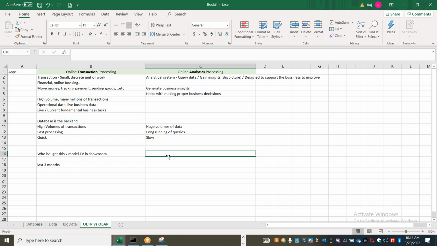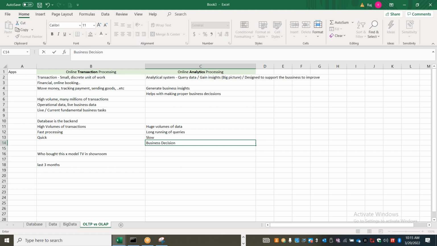The OLAP processing is like we have to bring all the big data into one particular common umbrella, and you have to analyze it, or you have to get the insight about it. So OLAP always helps you with decision making. I would say it helps you with business decision making.